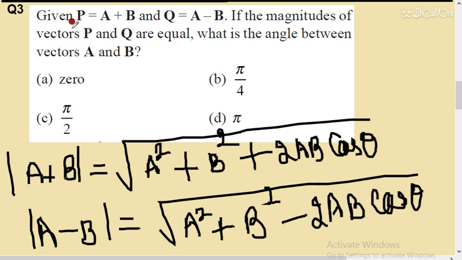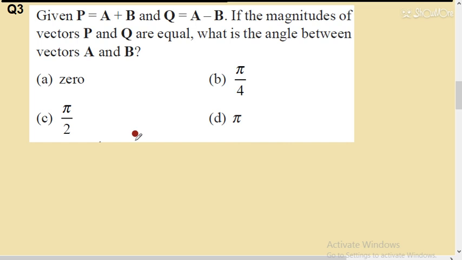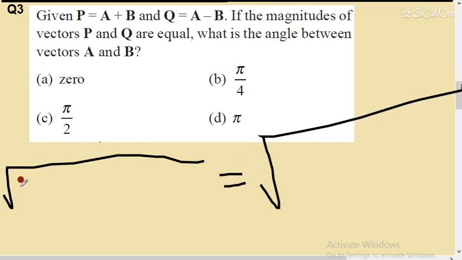So he is saying that p is a plus b, so we can write this term equal to p, and the below term equal to q. So p and q are equal, so that means these two under root terms are equal. Okay, so under root equal to under root. Now you have to solve this. You can square both sides and after that you can cancel some common terms. So a square plus b square.